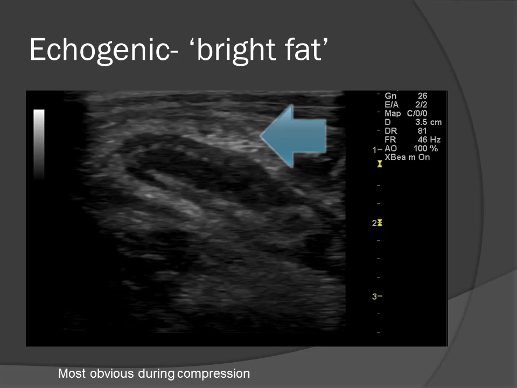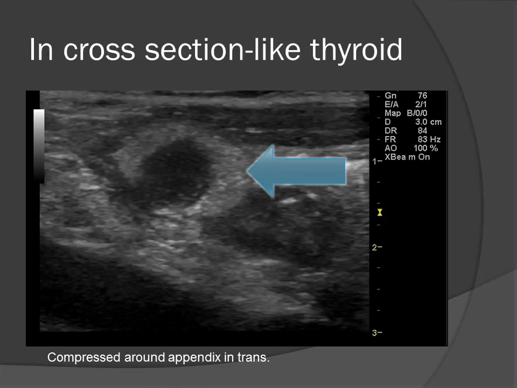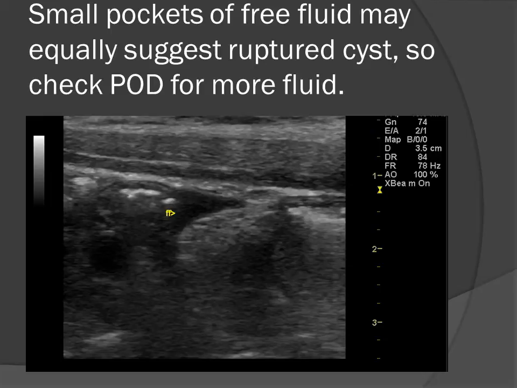So bright fat looks like this. It's more obvious with compression. It gives rise to what we used to call thyroid in the abdomen. The bright fat compressed around the gangrenous appendix. These small pockets of free fluid can be quite useful arrows towards the appendix, but of course may be fluid tracking up from a ruptured ovarian cyst, so I like to compare it with the amount of fluid in the pouch of Douglas.